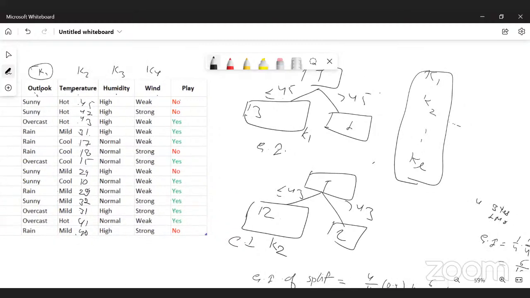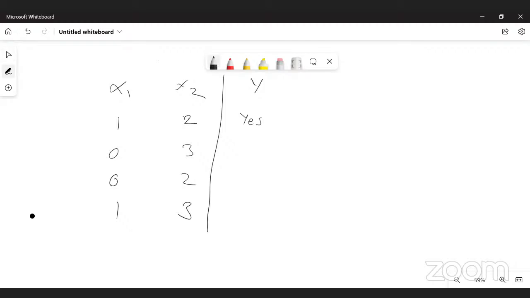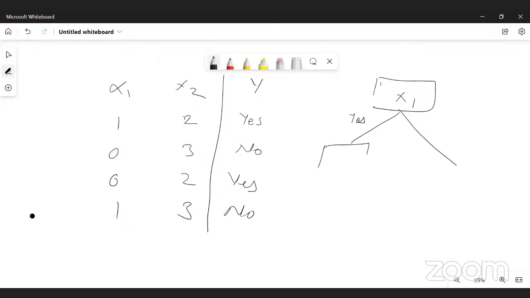Let me give you one very toy example. Let's say you have data points with the x1 feature as 1, 0, 0, 1, and the x2 feature has another value, say 2, 3, 2, 3. And the label is yes, no, yes, no. Now, let's say I'm splitting according to x1. So what will be the features? If x1 is 1 or 0.